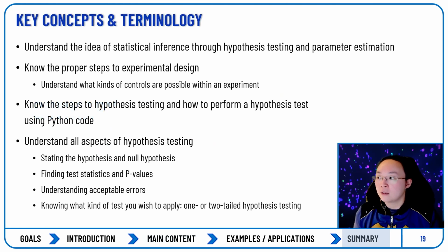As a summary, make sure you understand the idea of statistical inference through hypothesis testing and parameter estimation. Then you want to know the proper steps to experimental design, figure out what kinds of controls are possible and what the pros and cons of each are, know the steps to hypothesis testing and how to perform it using Python, and of course, understand all aspects of hypothesis testing, from the null hypothesis to a test statistic to acceptable errors, as well as whether you want to apply a one or two-tailed hypothesis test to figure out your p-values. And that's about it.